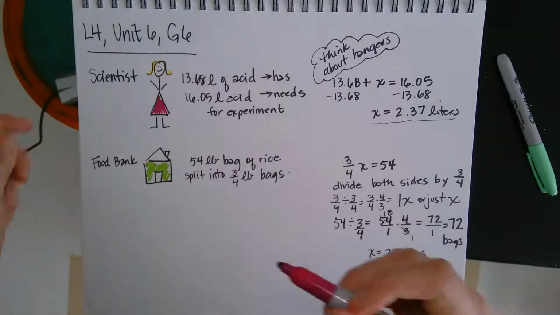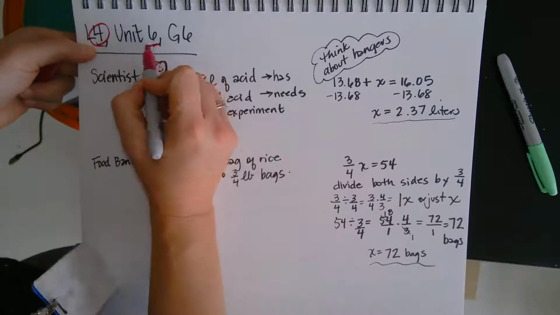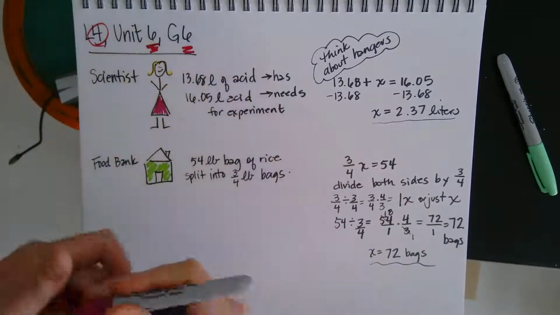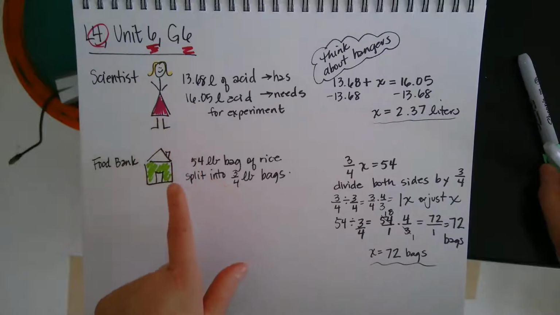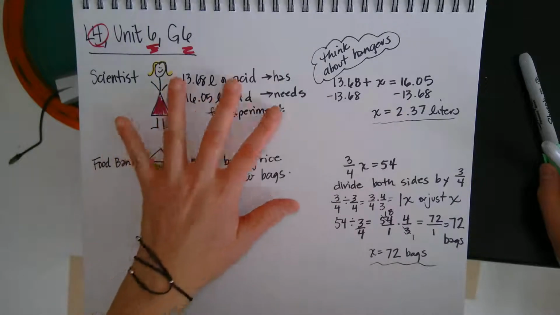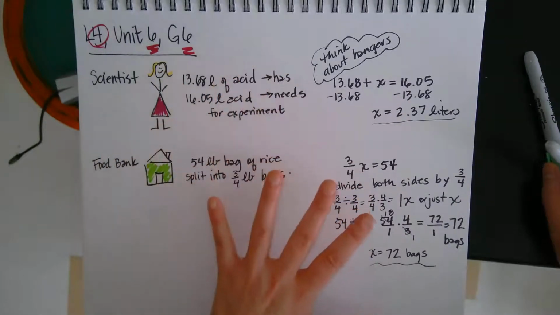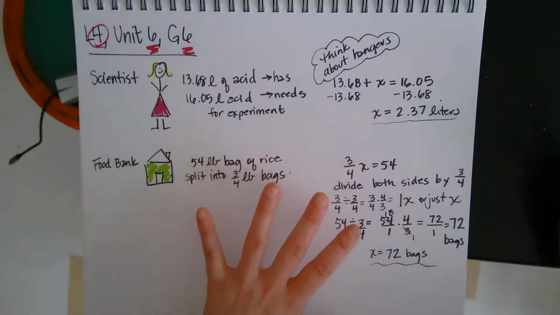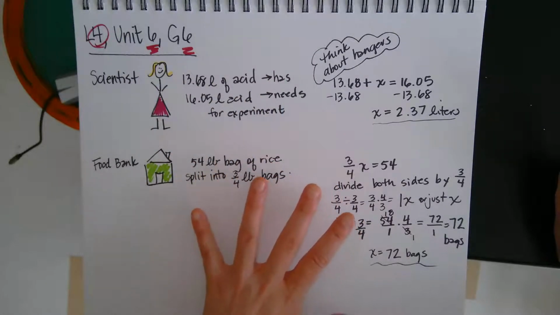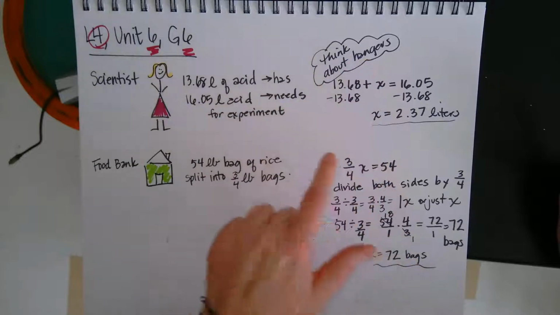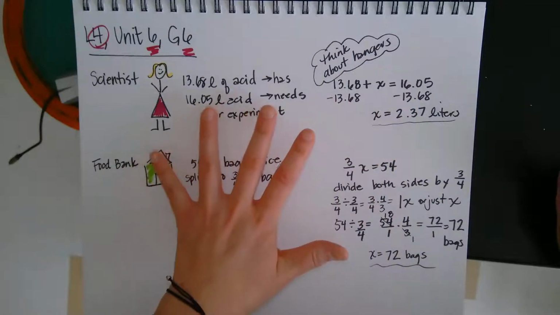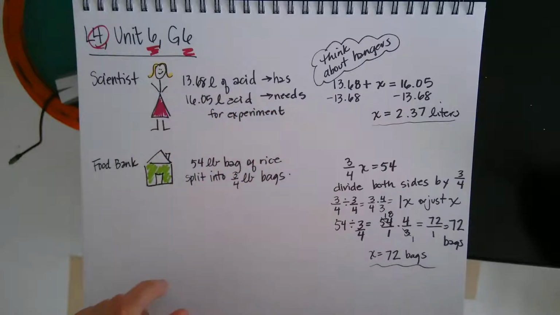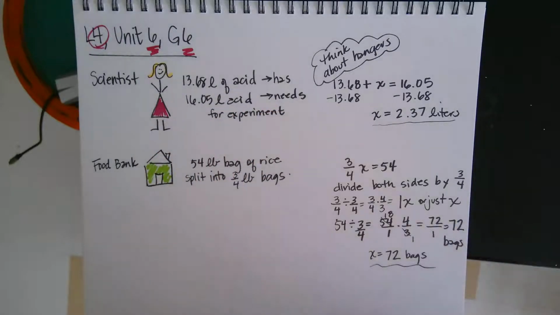I'm going to talk about Lesson 4. Of course, this is Unit 6 in our Grade 6 materials. And I have drawn a scientist here, and I've also drawn a food bank. So I'm going to talk about these two different problems because I want to look at a more traditional way of solving our hanger puzzles. And so this way, we have an equation, and we're going to use some of that logic that we built with our hanger diagrams to solve these equations.